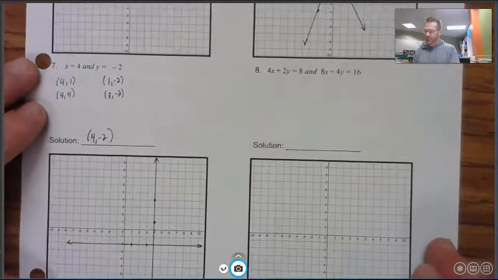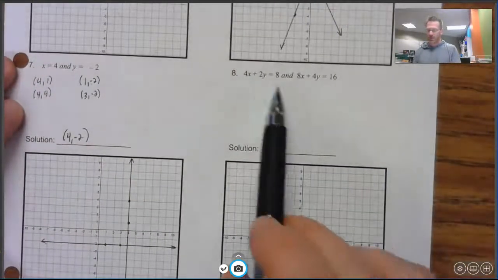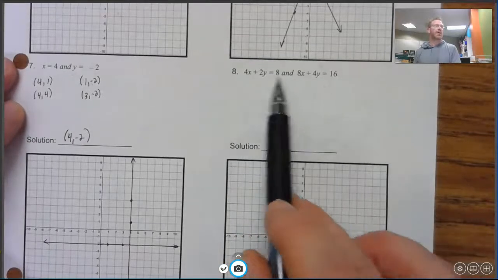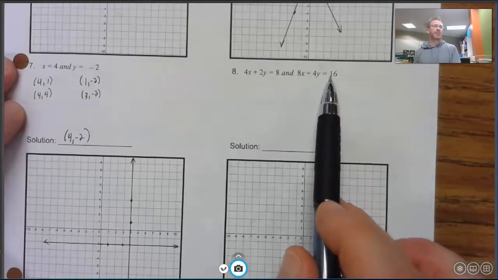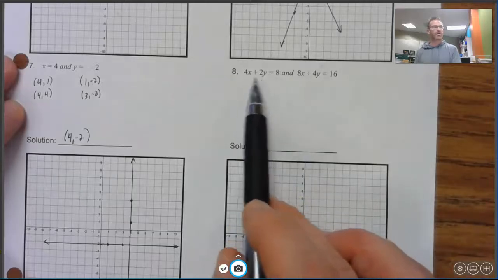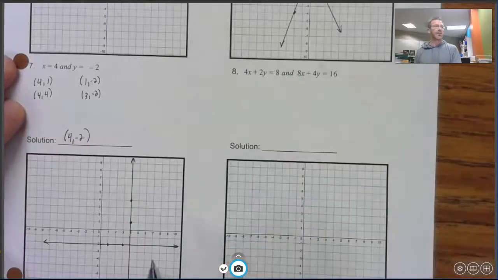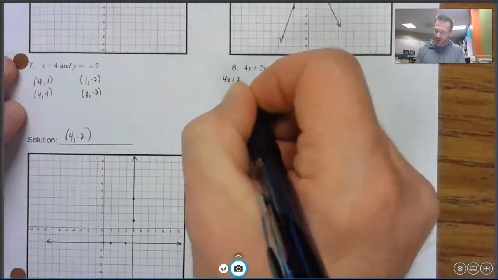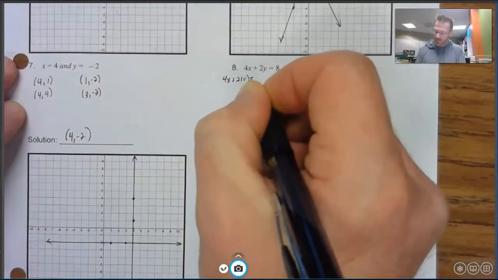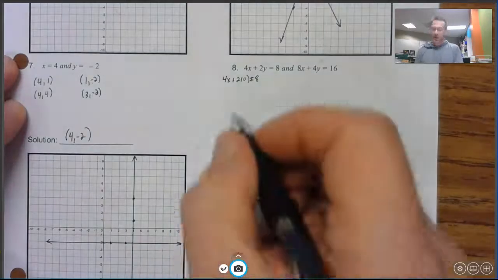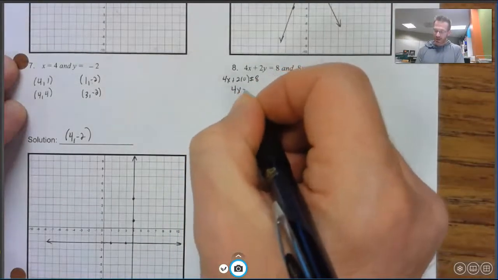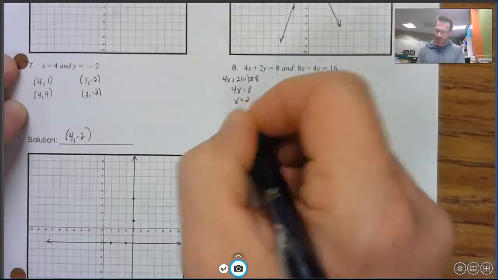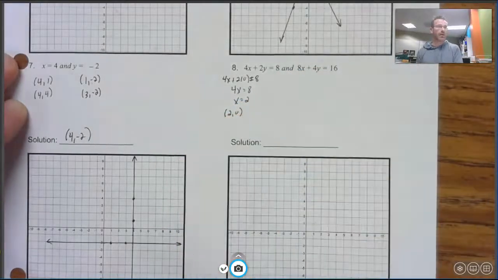Here, let's do number 8. When we look at number 8, I know they're both linear, no exponents, and no absolute value bars, and they are both in standard form, which means I need to find the x and y intercept for my first equation, and then my x and y intercept for my second equation. If I'm looking for my x-intercept, I know y is 0. I'm going to plug that in. 2 times 0 is 0, so I get 4x is equal to 8. Now 4 times what is 8? That would be 2. So my x-intercept is (2, 0).